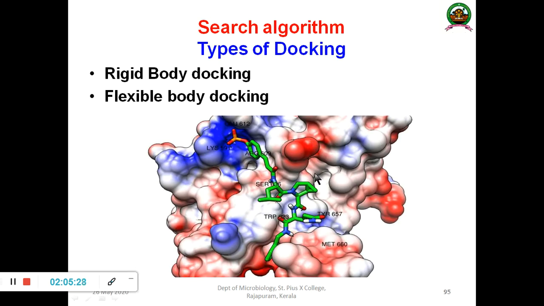Then there are two types of docking again. One is known as rigid body docking, another one is known as flexible body docking. Rigid body docking in the sense the protein is kept rigid and the ligand is allowed to bind. But in the case of flexible body docking, which is the common one, the ligand is made flexible, and both the ligand and receptors are flexible, as in the natural process, and there is a cooperativity between the ligand and receptor for their interaction, and there are conformational changes over here. That is known as flexible body docking.